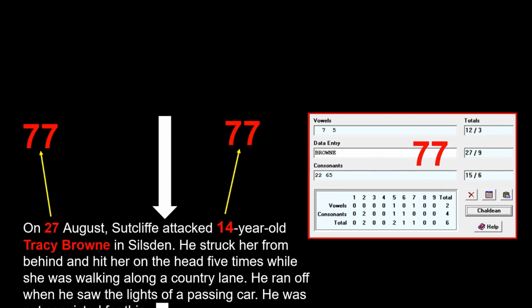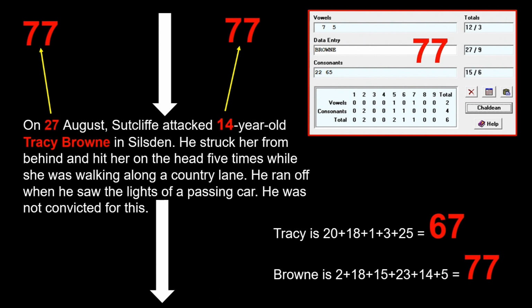So, plenty of code there. Now, let's move on to the next victim. So this was on the 27th of August. So there's 27 for 77. And he attacked a 14-year-old girl. 14 for 2 sevens for 7-7 again. And that 14-year-old girl was Tracy Brown. And that was done in Silsden.